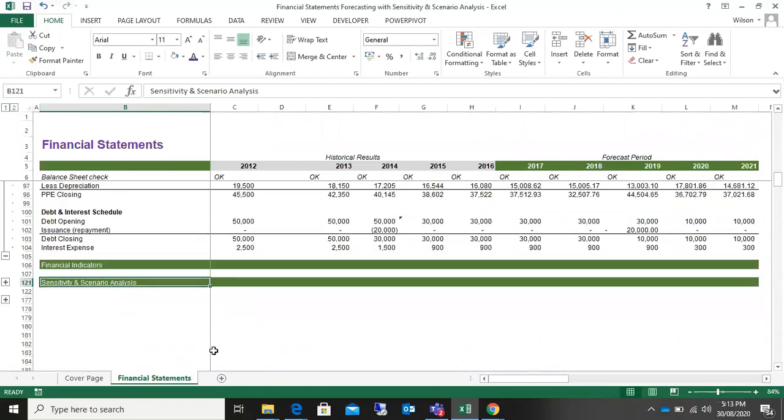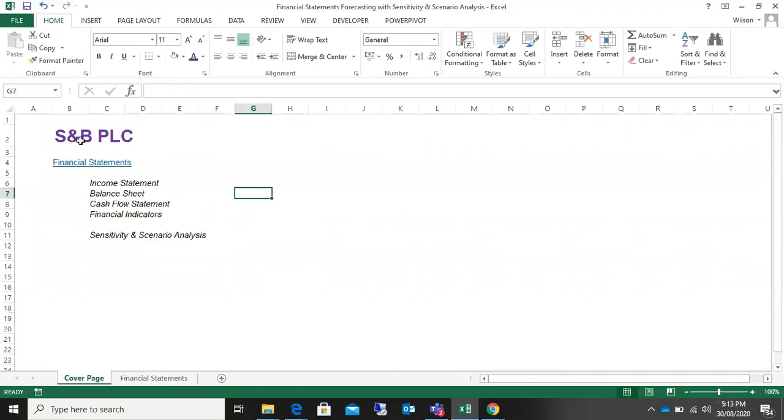So if you look at the cover page that we have here, you see that this cover page is for S&B PLC, right? Financial statement. Now, when you are asked to design a financial model, I told you in the last class that your financial model will have a cover page which will include the name of the company. Now, there's a way I can do this in a quite amazing way, and I will show you that.